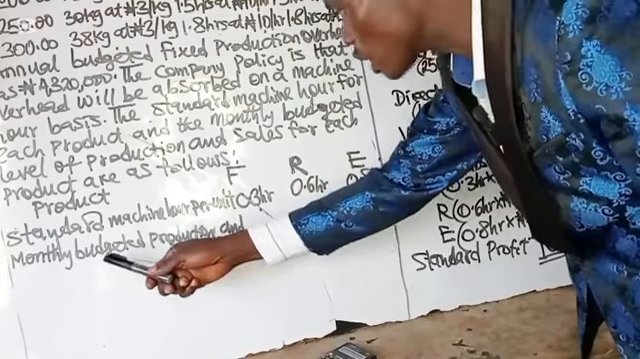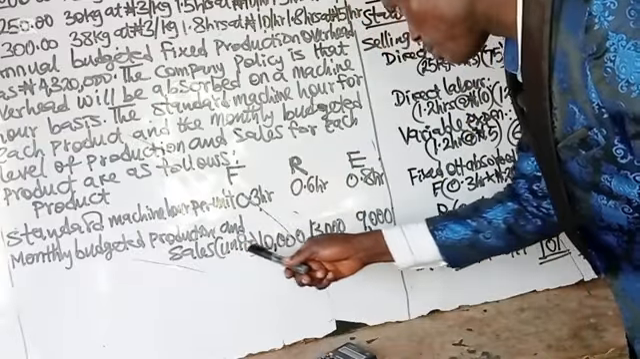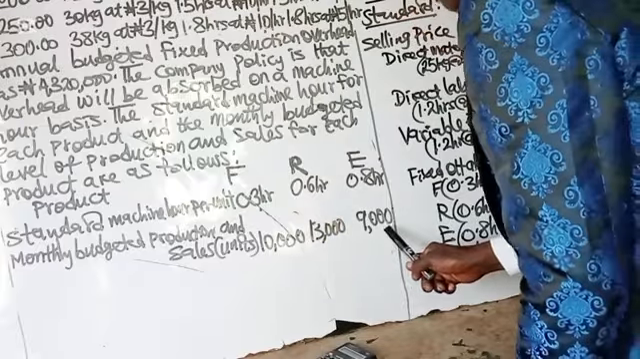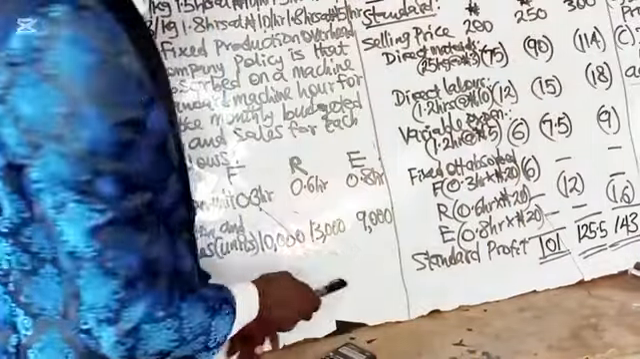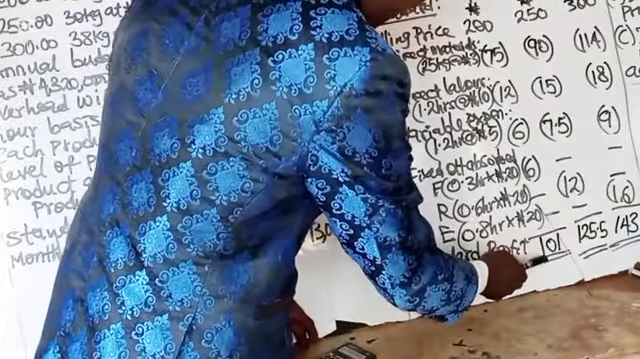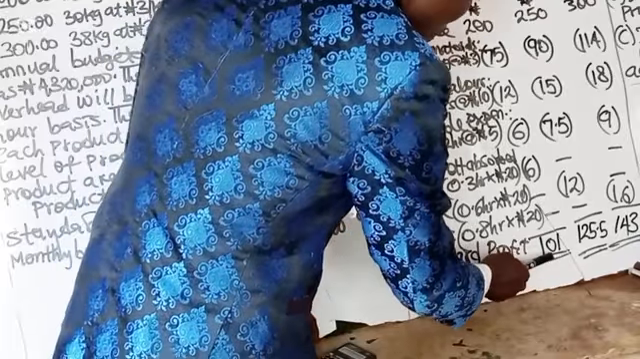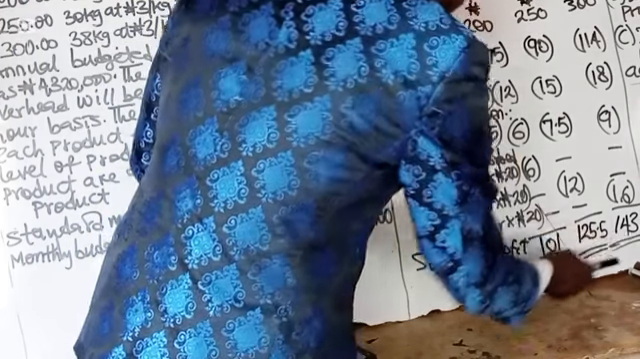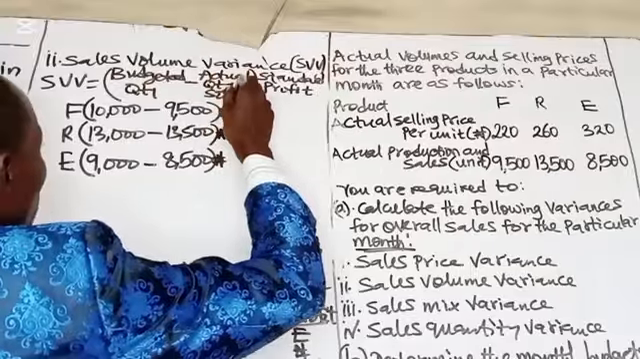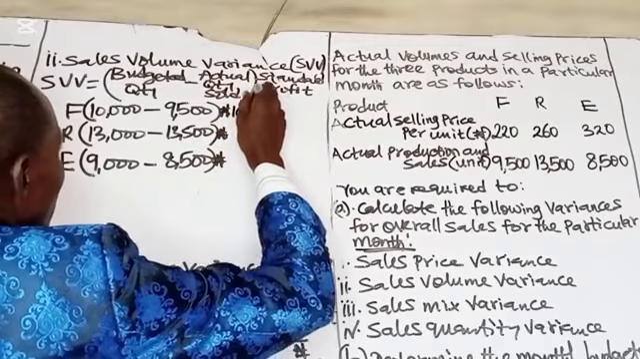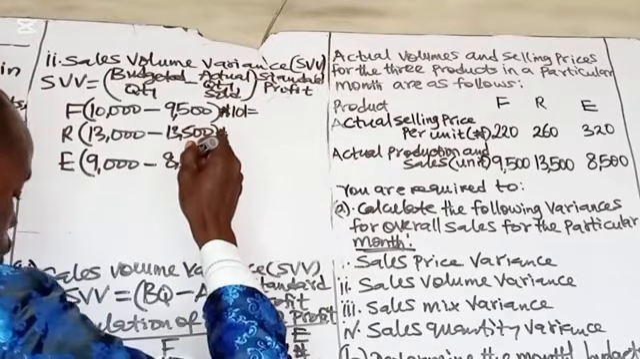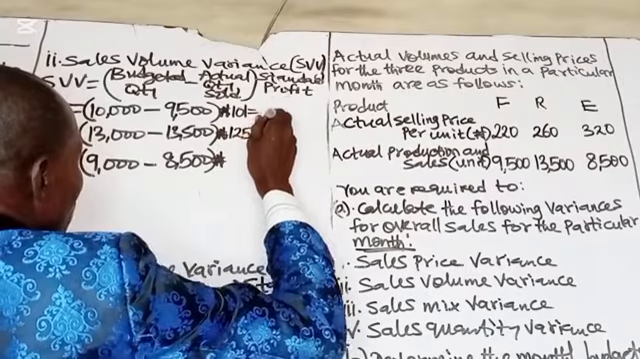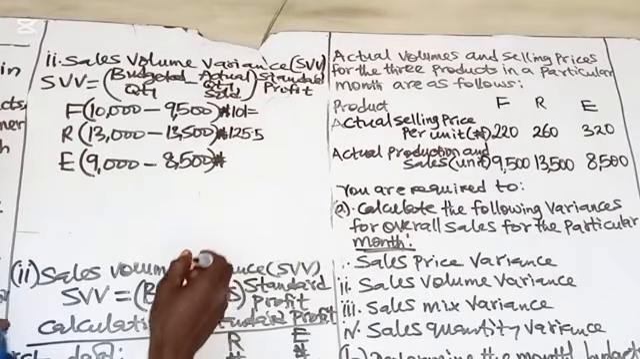This is where I got my budgeted quantity: 10,000 for F, 13,000 for R, and 9,000 for E. Then this is our calculated standard profit: for F, 101, for R, 125.5, and for E, 143. Standard profit for F is 101, that of R is 125.5, while that of E is 143.